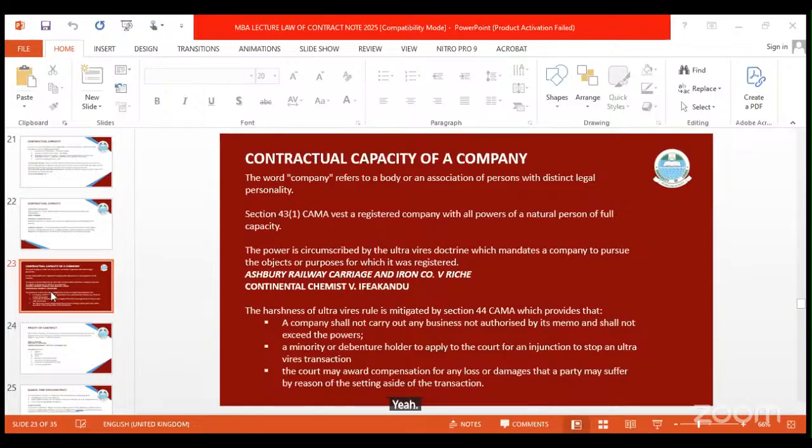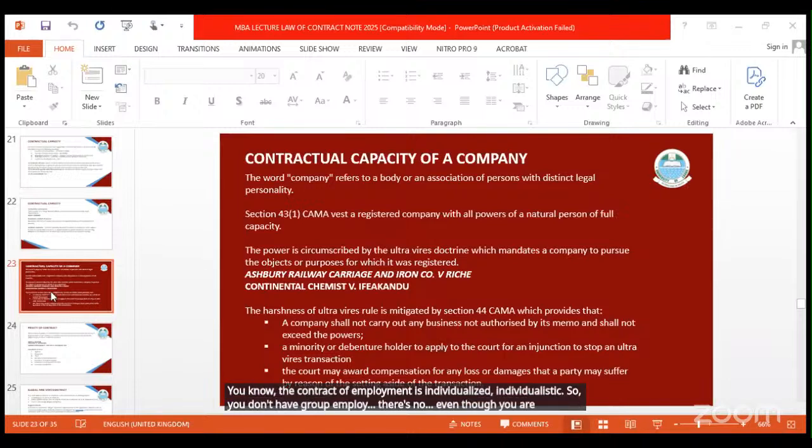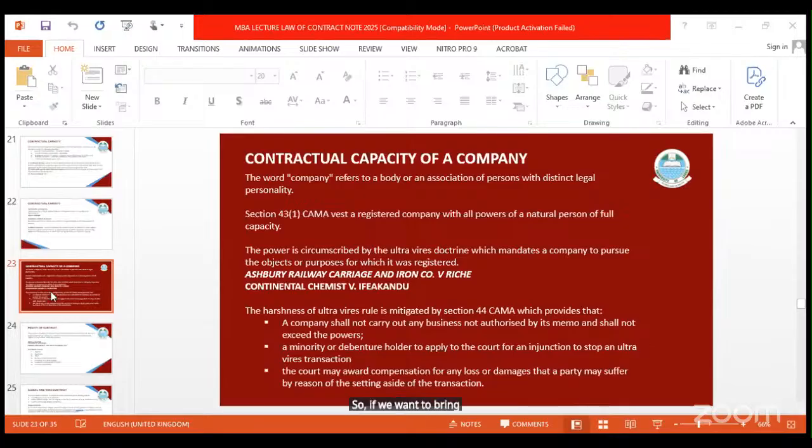Yeah, the point is that the contract of employment is individual, it's individualistic. So you don't have group employment. Even though you are working in a company where 300 people are employed, they didn't give you a group employment letter. Each person has an individual contract with the company. So if you want to bring something outside of it and impose it, you need something else to be done.